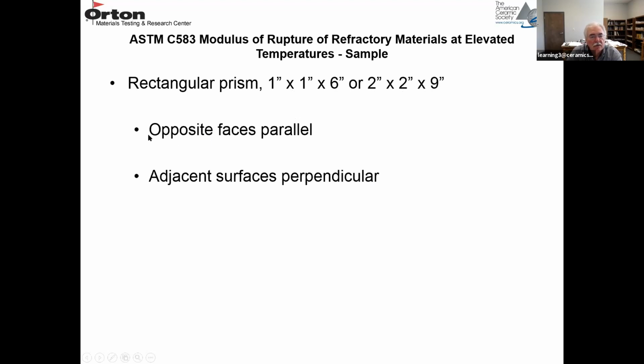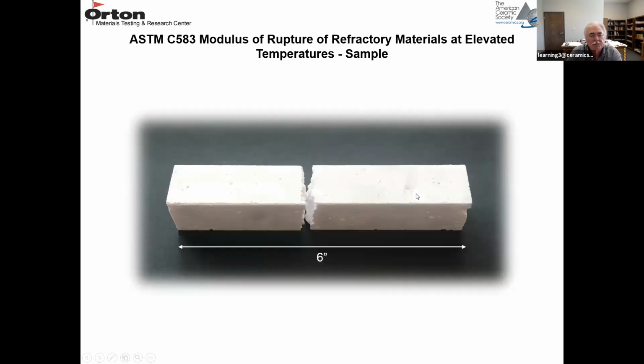Again, on this test, the opposite faces should be parallel, adjacent surfaces should be perpendicular. So you're usually cutting this with a diamond saw out of a larger piece. Here's a smaller 1 by 1 by 6-inch sample, fractured at high temperature, and it's slightly off center on that fracture. Ideally, you want the fracture right in the center, but again, these are heterogeneous materials. They may not always behave normally.